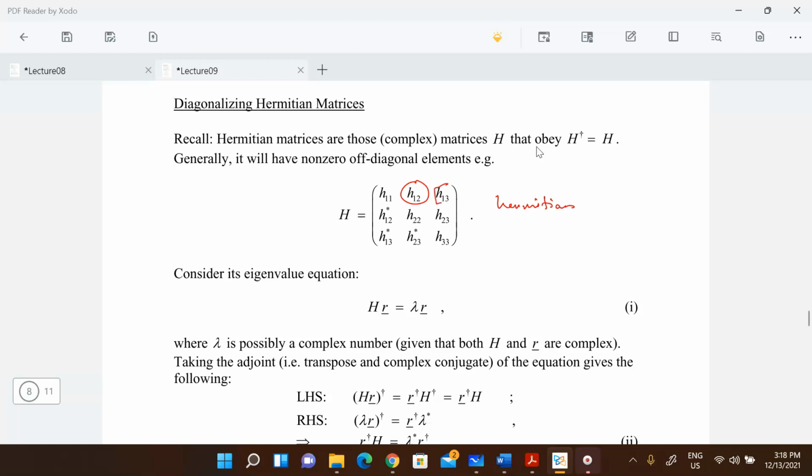And this one will have to be the complex conjugate of that, and the final one has to be a complex conjugate of that. Now what about the diagonal elements? The diagonal elements have to be real. So now we consider the eigenvalue equation of this, just like in the real case. But what's now possible to prove is the following.